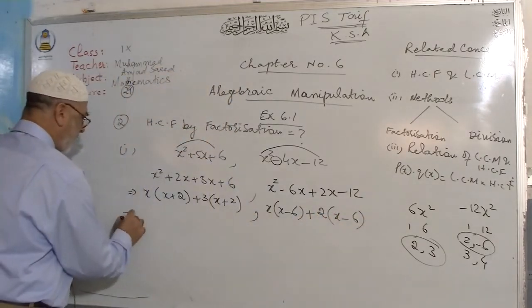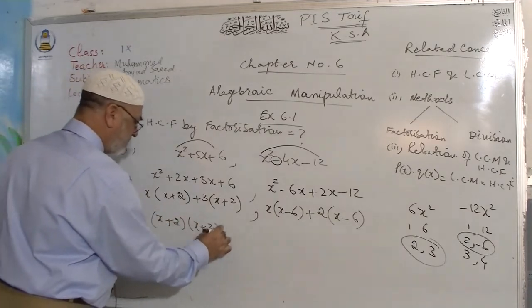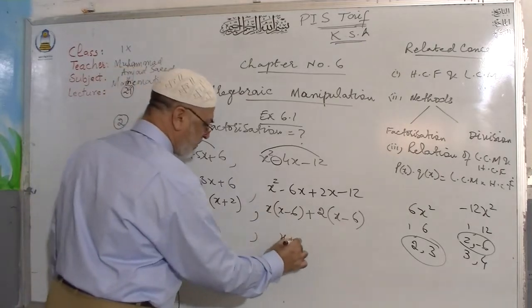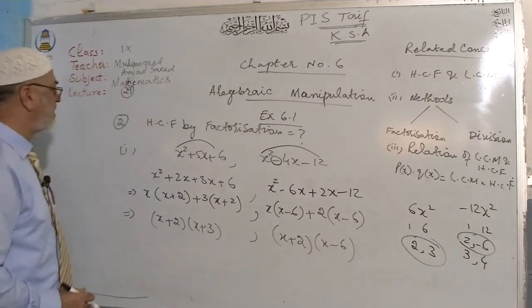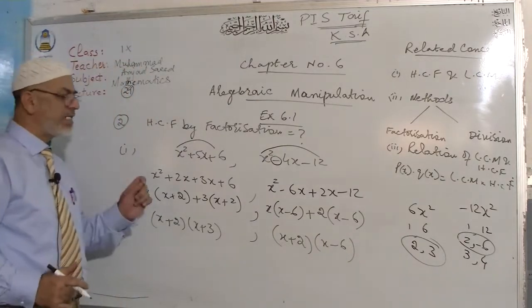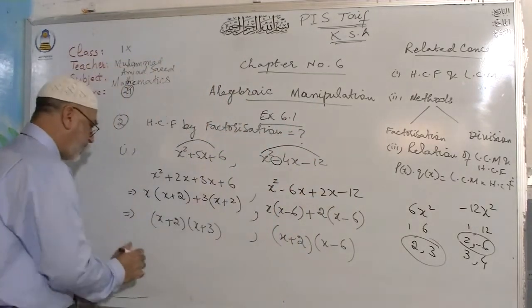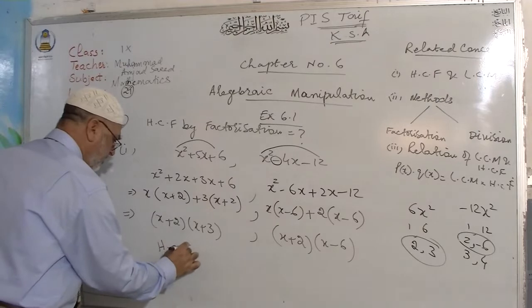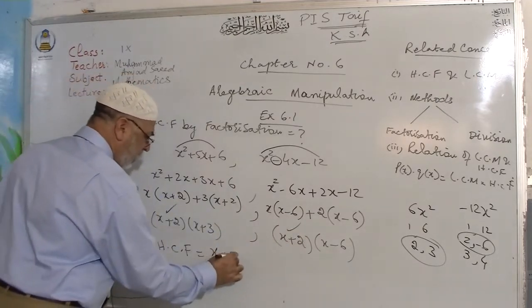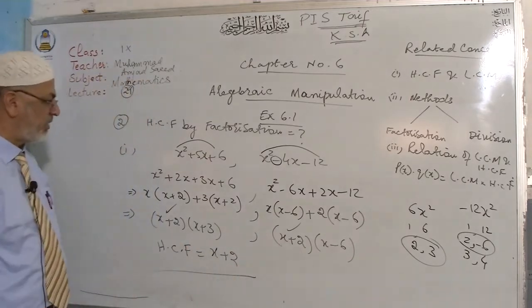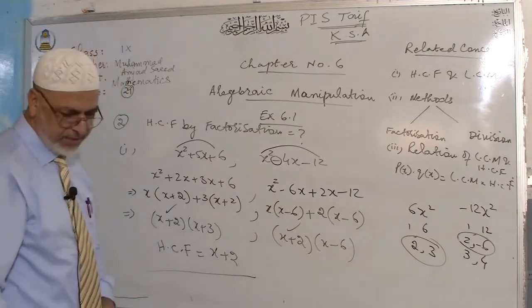So here you can have x plus 2 into x plus 3. Here x plus 2 into x minus 6. Dear students, HCF is the highest common factor which is present in both. So what is the HCF which is present in both? X plus 2 and x plus 2. So your answer is x plus 2. This is HCF by factorization. I hope that you got the idea.